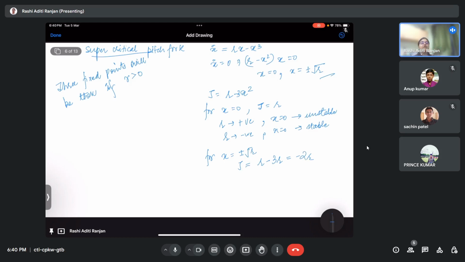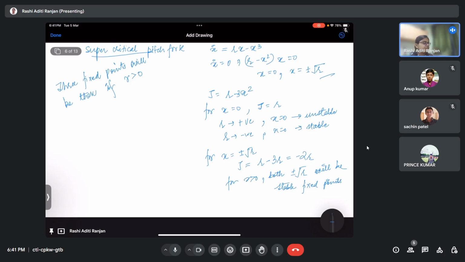You'll see that if my r is less than 0, these equilibrium points are not going to even exist, so stable or unstable is not even a question. But considering that my r is greater than 0, you'll see that your Jacobian will be negative for both these cases, and hence for r greater than 0, both plus minus under root of r will be stable fixed points. Clear?